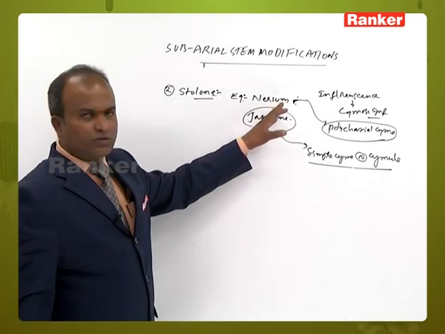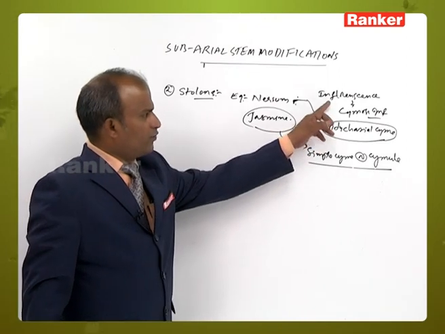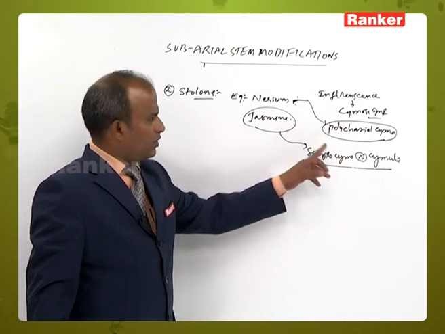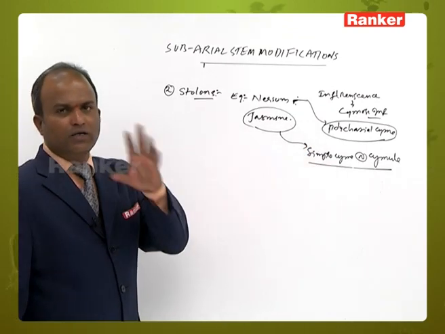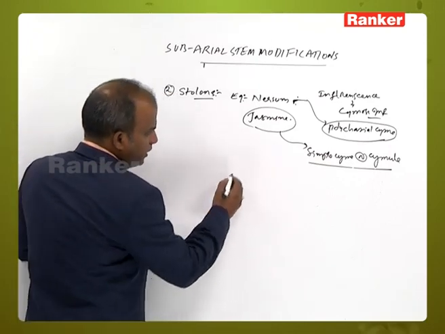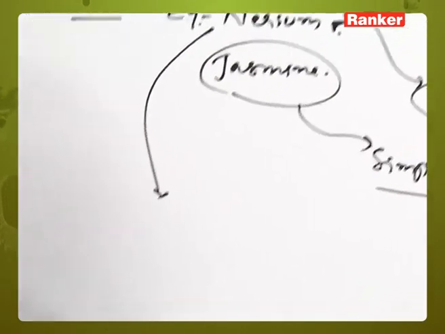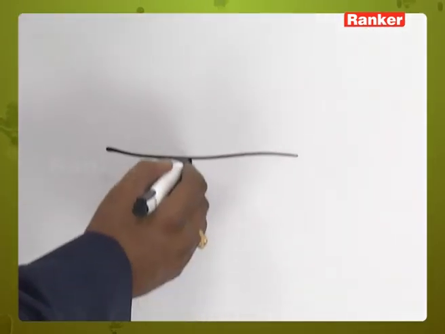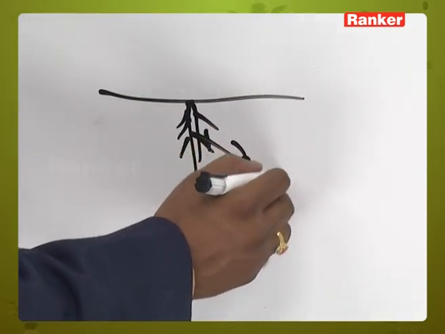When we come to inflorescence, I will explain about this. Inflorescence cymose type, what is called polychasial cyme; jasmine, what is meant by simple cyme or cymule. In these stolons, what happens? See here, we take nerium as the example. In the nerium, from the basal part of the stem, it shows a root system.